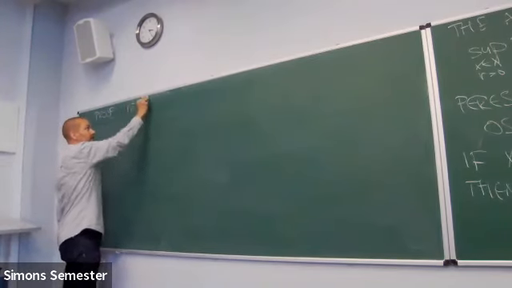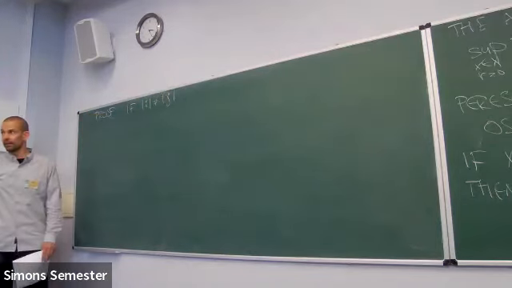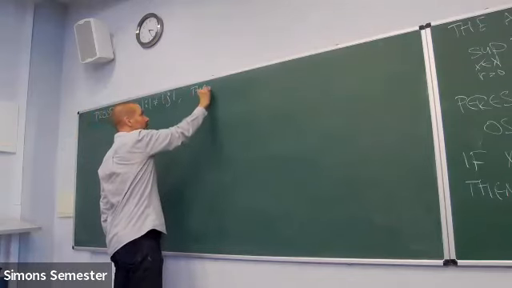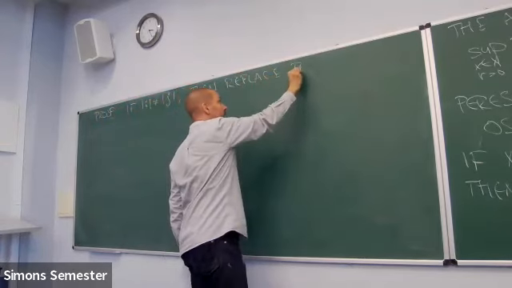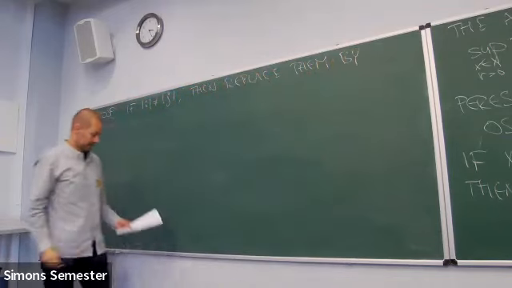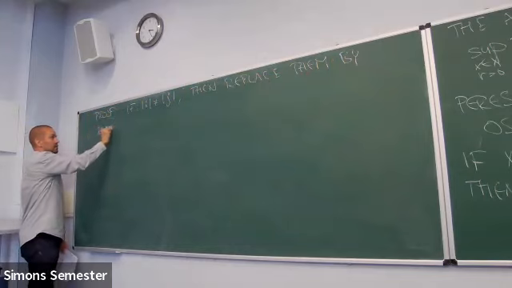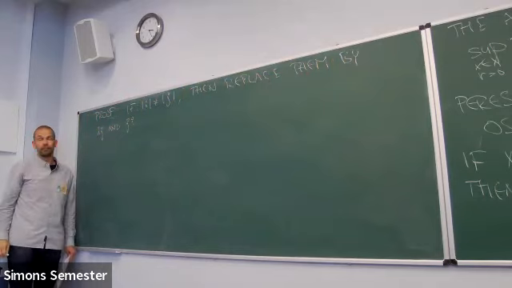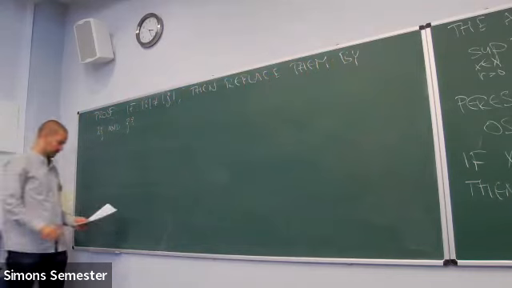If it happens that these finite words have different lengths, then we just replace them by ij and ji, and these are of the same length.